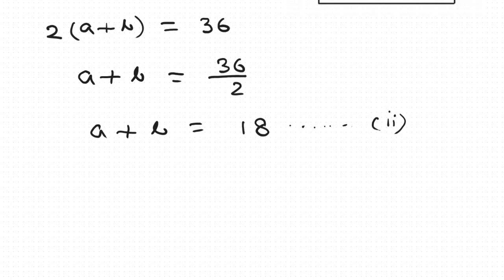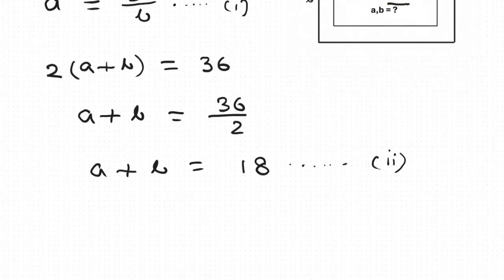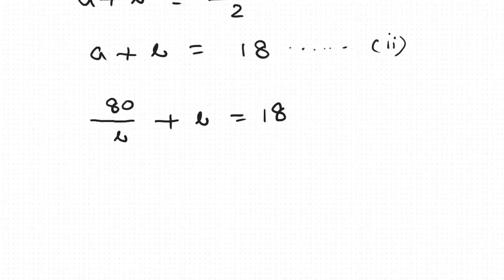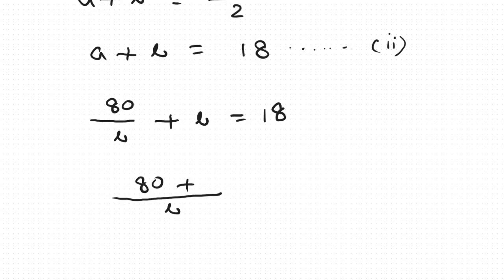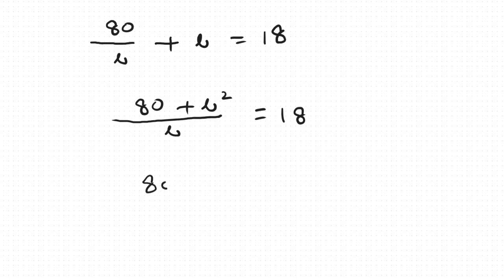From this equation number 2 we can proceed by putting the value of A from equation 1, and we can write 80 divided by B plus B equals 18. Then we can simplify and we can write (80 plus B times B, which is B square) equals 18. Then we can write 80 plus B square equals 18B.